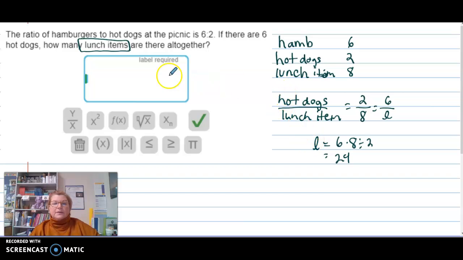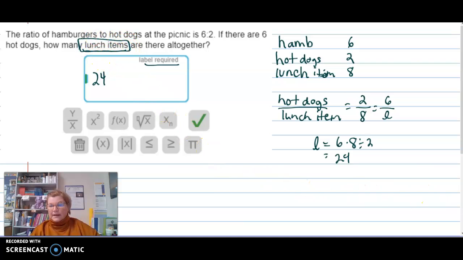So going back to the question, the ratio in the question is hot dogs to lunch items. What can I conclude from the given information in the first sentence? Well, when there are 2 hot dogs, there are 8 lunch items, but if they have 6 hot dogs and this rate continues, how many lunch items is that? 6 times 8 divided by 2, 24 lunch items. Please note that you have to enter in the correct label. And how do I find the label? Look at what you're looking for in the question itself.